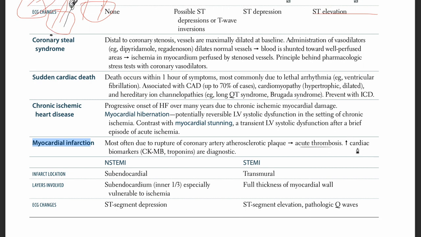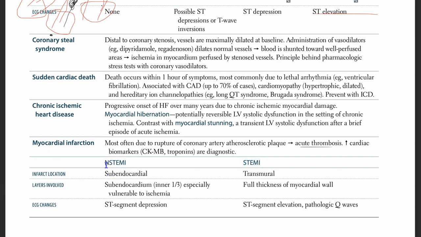So when you have myocardial infarction due to this, or any kind of long-lasting ischemia, you'll have biomarkers like CK-MB and troponin. We'll learn about that later. And if you have these, that means you have suffered a myocardial infarction, because this is how you diagnose it. So you have non-ST segment elevation or ST segment elevation myocardial infarction.